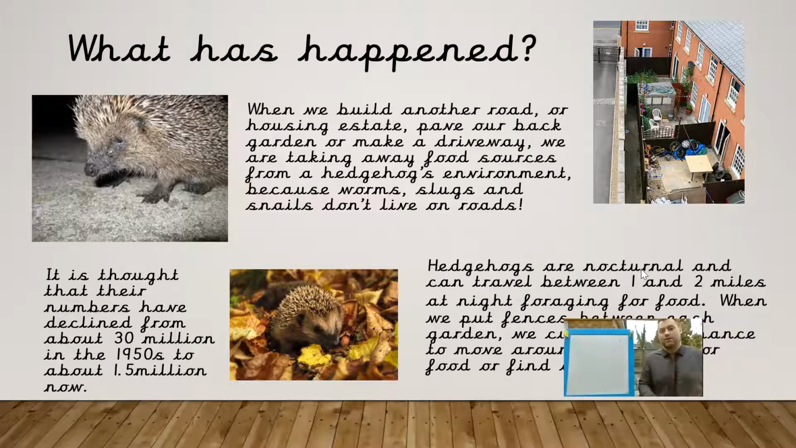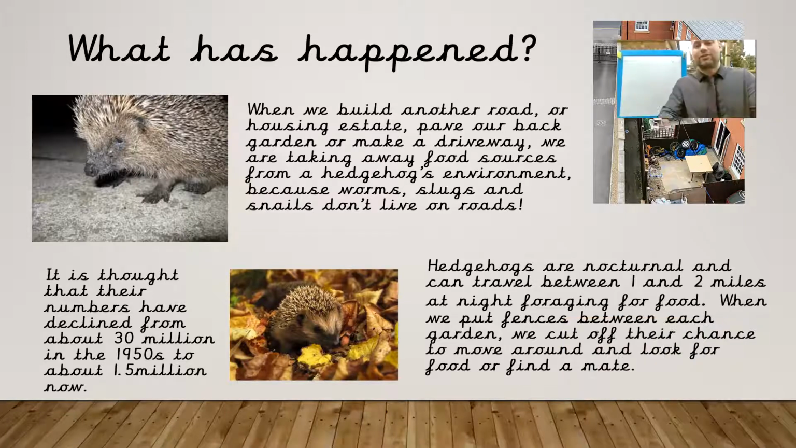Hedgehogs are nocturnal. That means they come out at night, and they travel between 1 and 2 miles at night looking for food. When we put fences up in our gardens, how are they going to travel? So if you've got a hedgehog living in your garden, how do they travel to look for food? Because they're not going to just look for it in your garden. They will look elsewhere, okay? And if we are cutting off their habitats, they're not able to mate, they're not able to look for food.